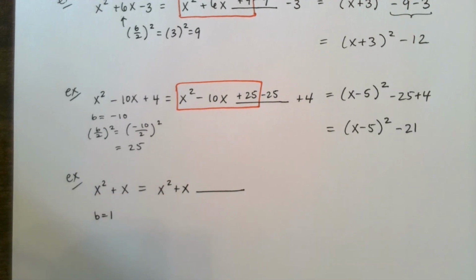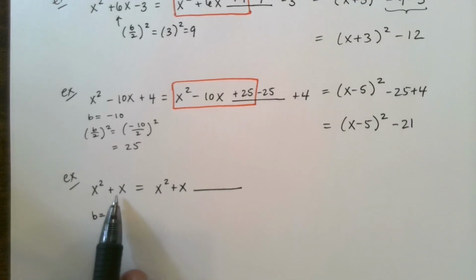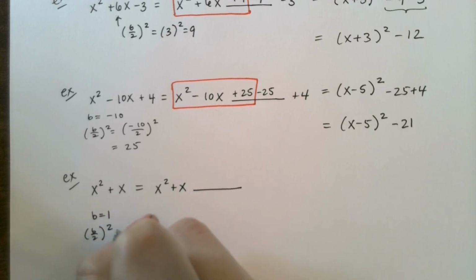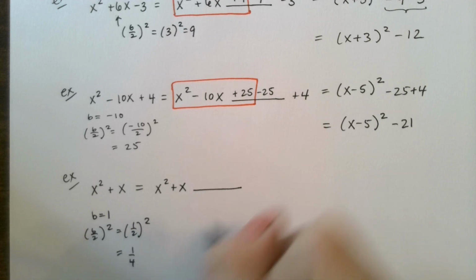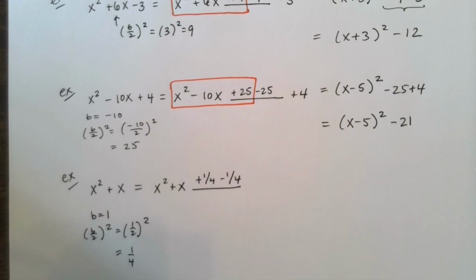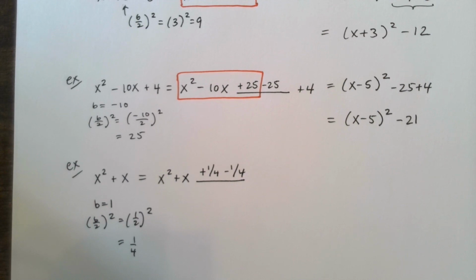This is where things get a little weird. There's no coefficient, which means there's a 1 here. So b over 2 squared is 1 over 2 squared. A half times a half is a quarter. So I'm going to add and subtract a quarter, or 1/4, here.